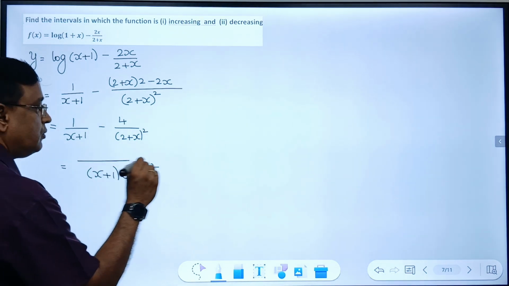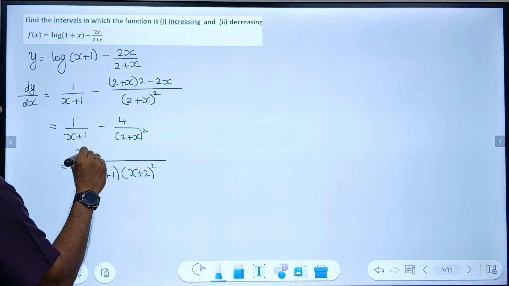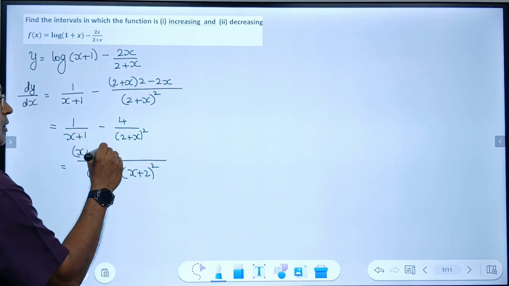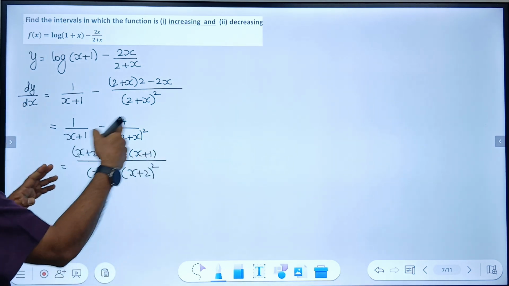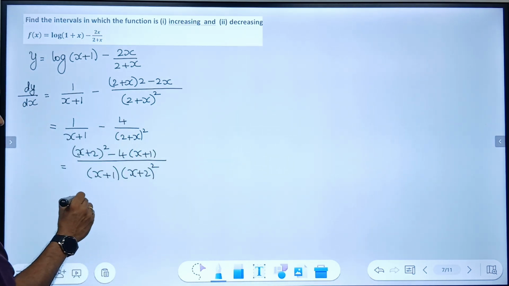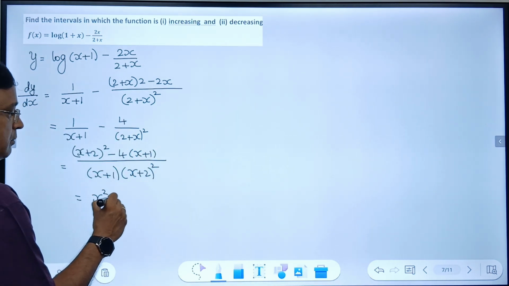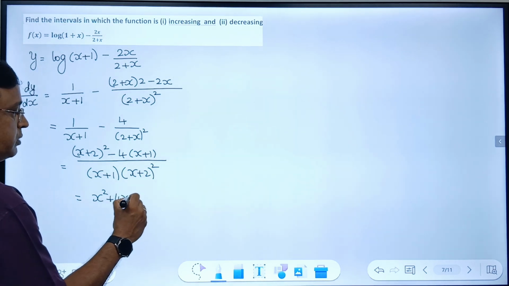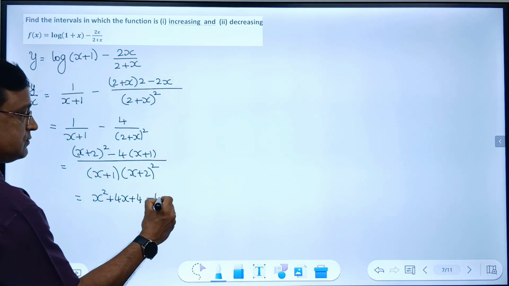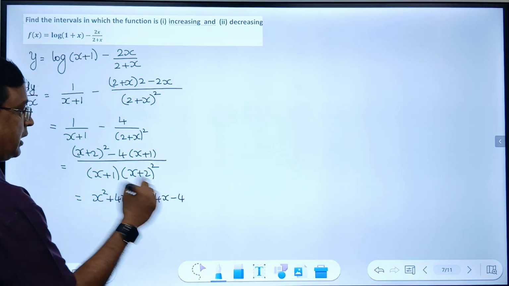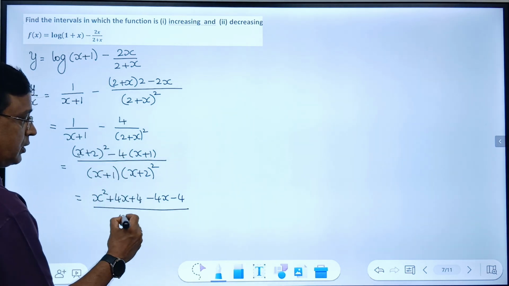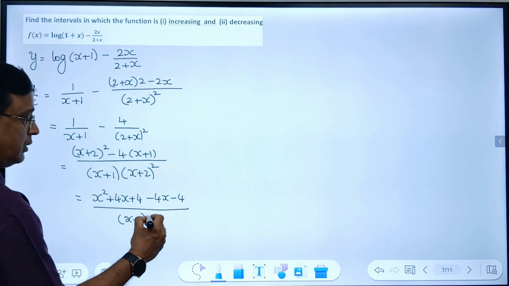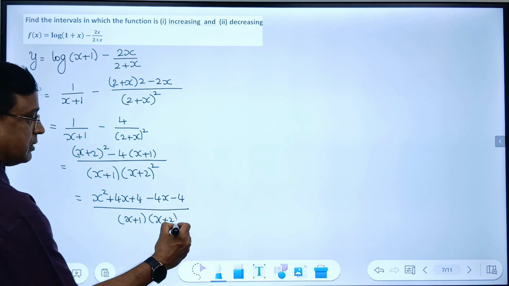So what do I get on the numerator? X plus 2 the whole square minus 4 into x plus 1. Just taking LCM, normal LCM. So this will be x square plus 4x plus 4 minus 4x minus 4. I used a plus b whole square and I open the bracket. I get x plus 1 into x plus 2 the whole square.